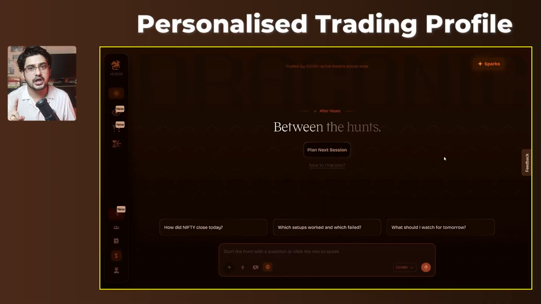Until I came across Draconic, which is an AI native terminal. It is highly customized to the trader, his trading style, and his trading history. To show you what I'm talking about, here on your screen is Draconic terminal. This is the entry gateway to my new trading system.